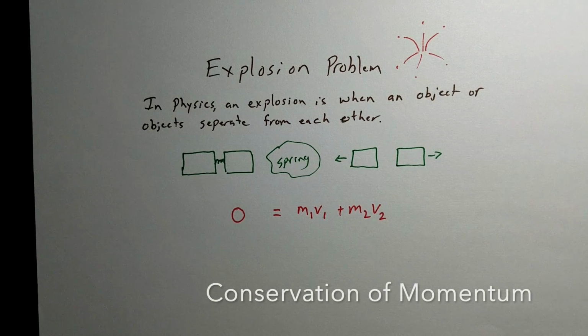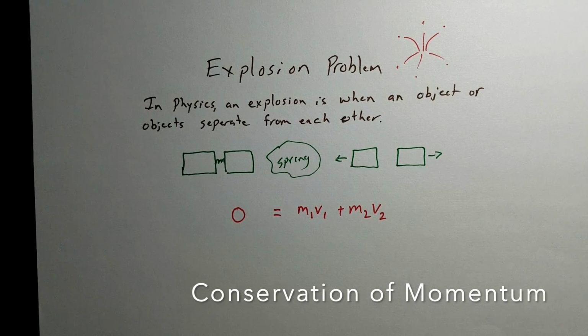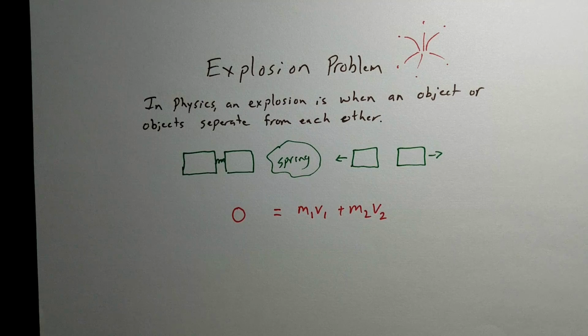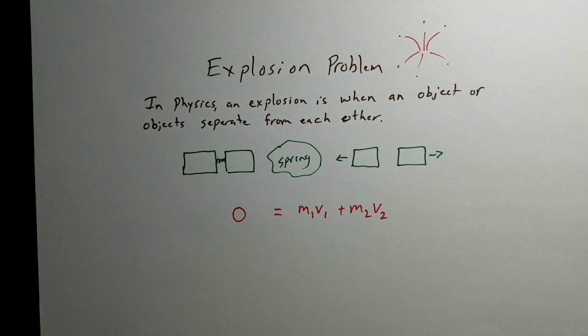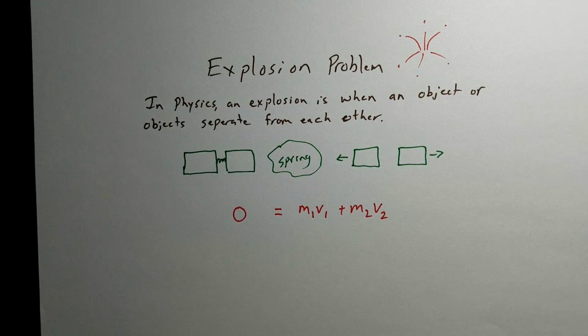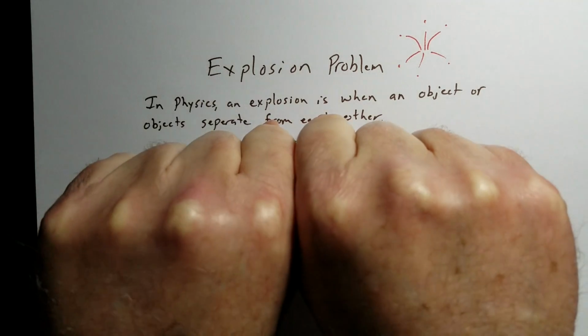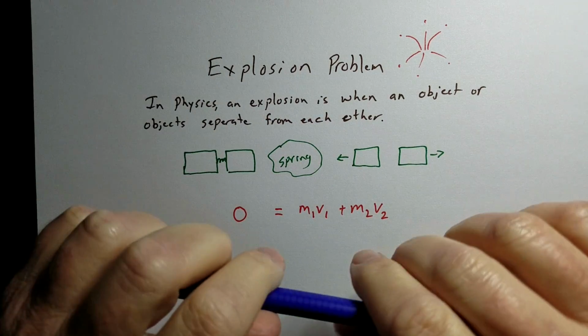Hi, this is Keenly, and let's talk about one more way we can use the conservation of momentum, and that's with explosion problems. Now, in physics, an explosion doesn't have to mean something actually blowing up. It could be where any one object separates into two or more other objects.